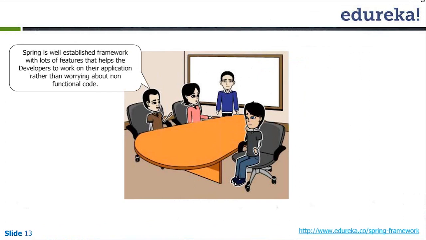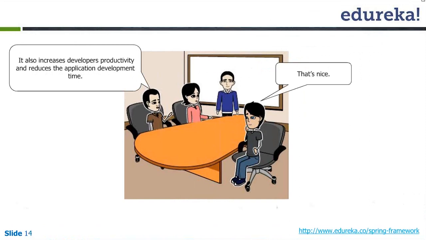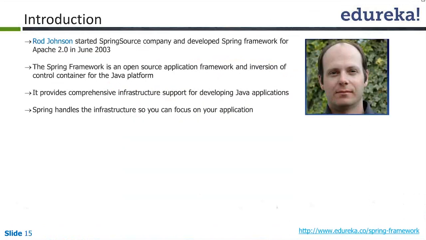Spring is a well established framework with lots of features that help the developers to work on their application rather than worrying about non-functional code. So, being an end developer, you can focus on what is required to deliver. In order to deliver the required things, what are the non-functional requirements that you need to satisfy? So that you can get rid of when you go for any framework like Spring. It also increases developers' productivity and reduces the application development time because most of the things related to non-functional requirements are already offered by the framework. As you are focusing on only functional requirements, it obviously results in better application development.